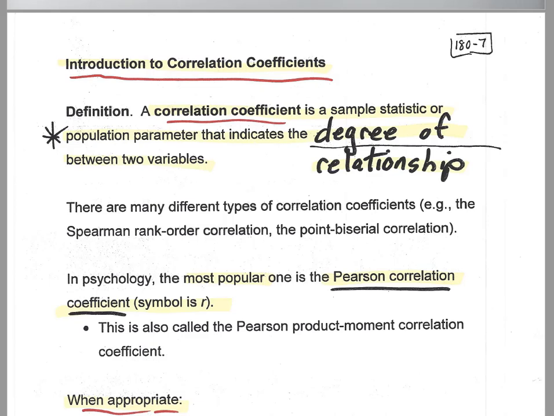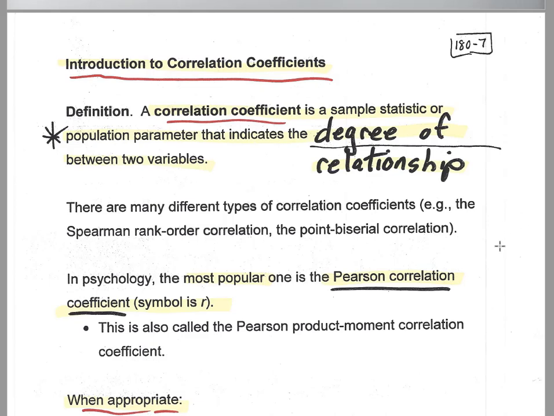to Correlation Coefficients. Now let's begin with definition. Correlation coefficient is a sample statistic or population parameter that indicates the degree of relationship between two variables. Now, before I go further, let me say this is one of the most important concepts in a statistics class. If you're a psych major, you're going to read a lot of textbooks, a lot of journal articles where they report Pearson correlation coefficients. So one of the basic skills everybody needs to come out of stats class with is being able to interpret and make sense of Pearson correlation coefficients.